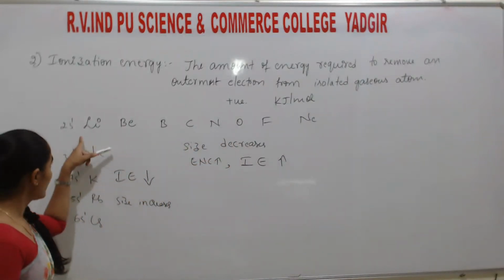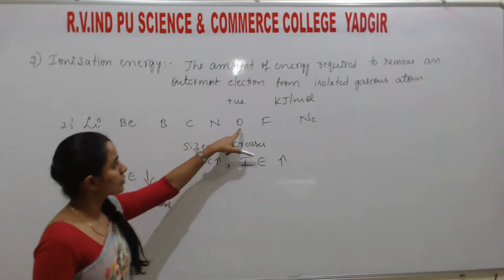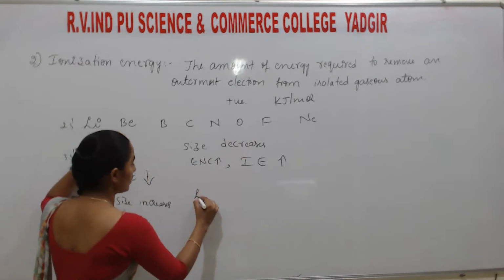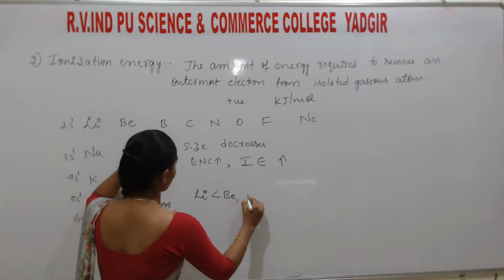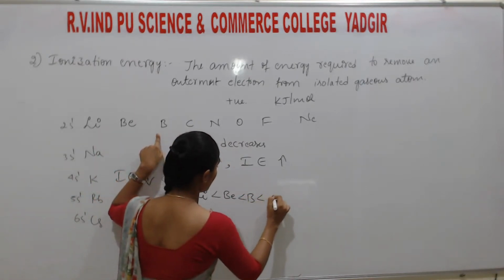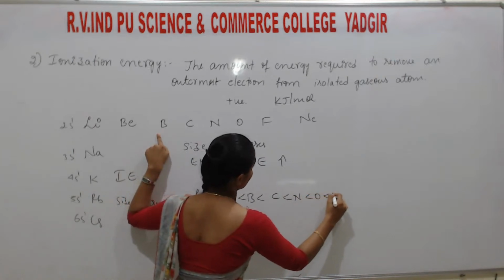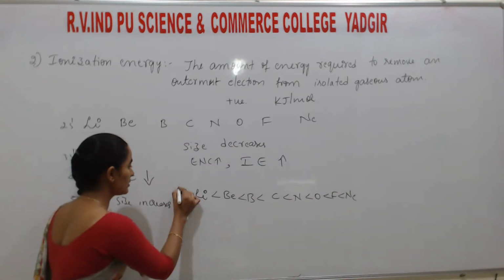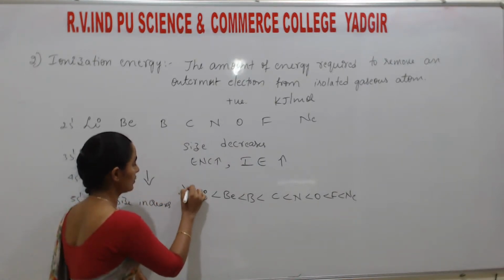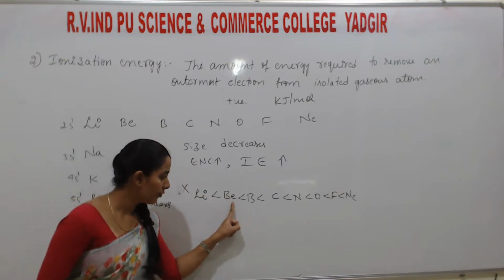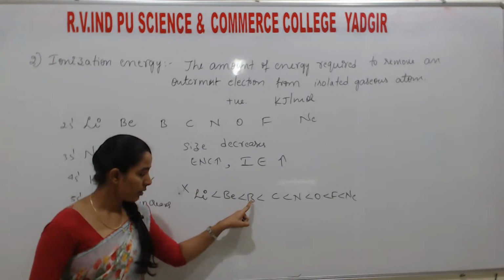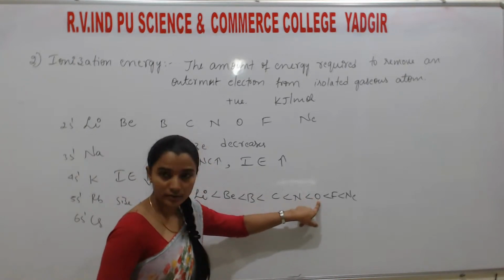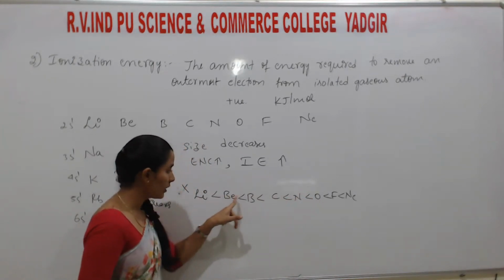Okay, but the trends in lithium, beryllium, boron, and nitrogen and oxygen follow a different manner. Understand? If you want to write the increasing or decreasing order of ionization energy, it will be like this. Correct? But this one is wrong. Why? Because before beryllium, boron comes first, and before nitrogen, oxygen comes first.